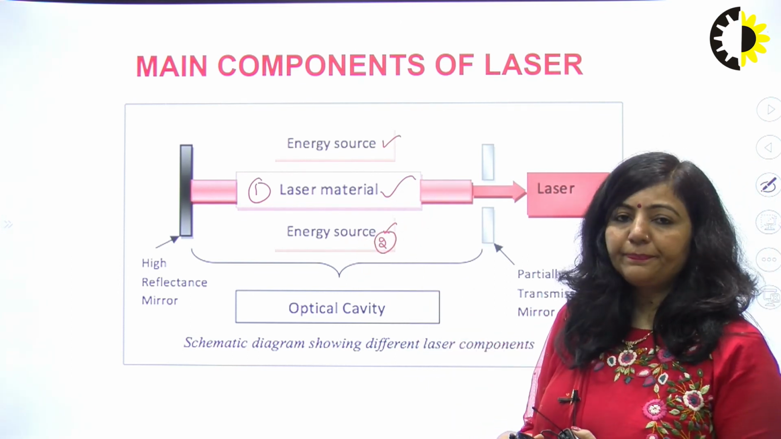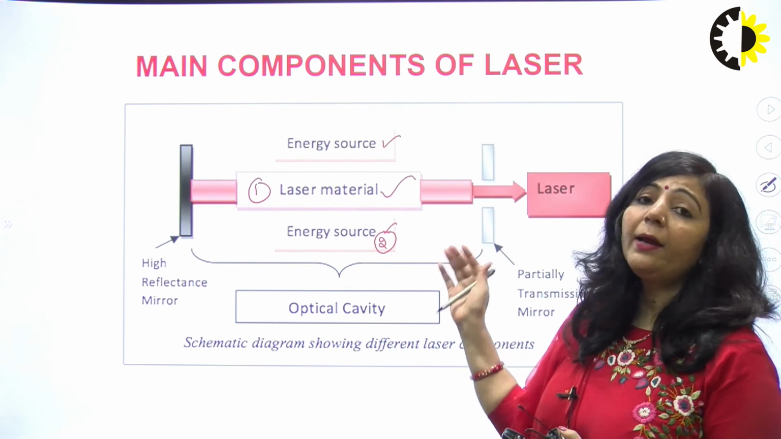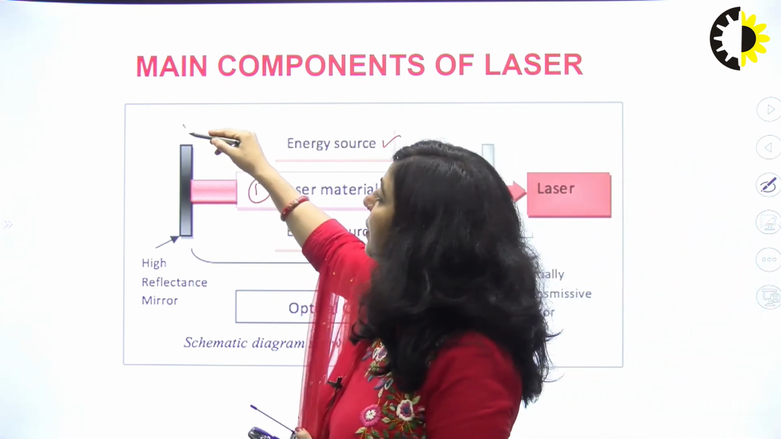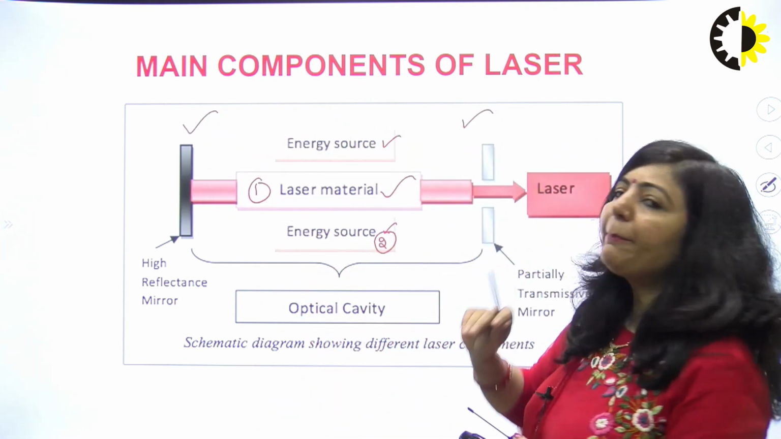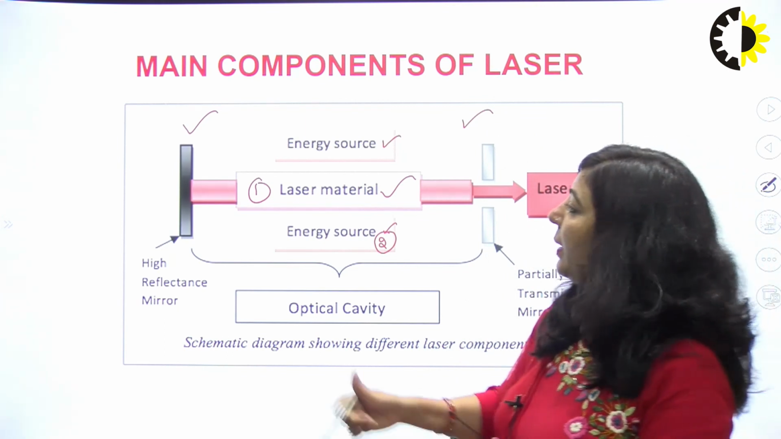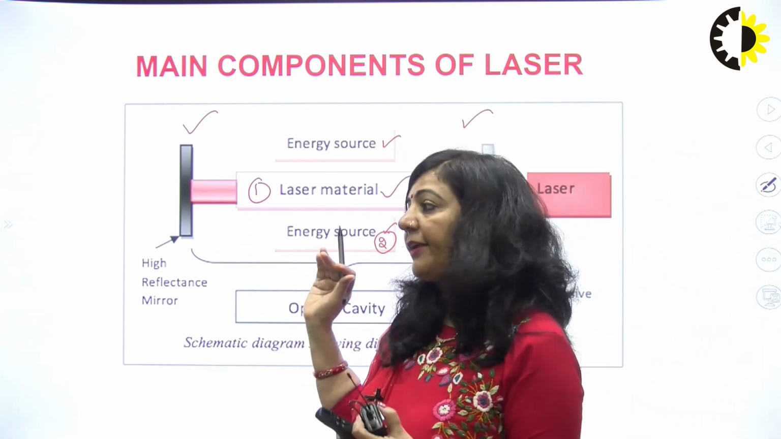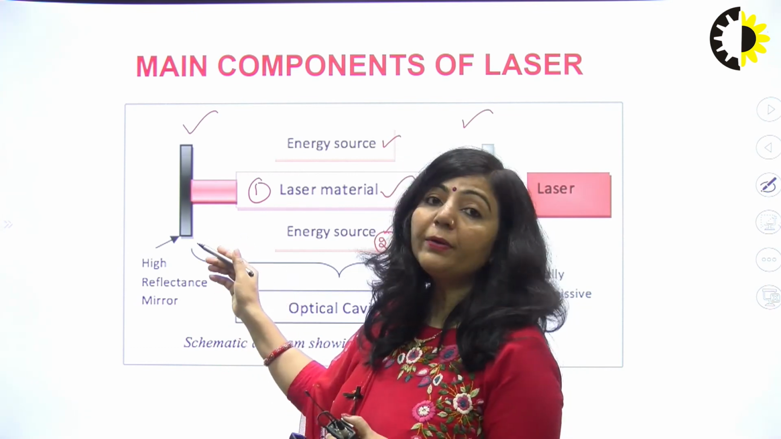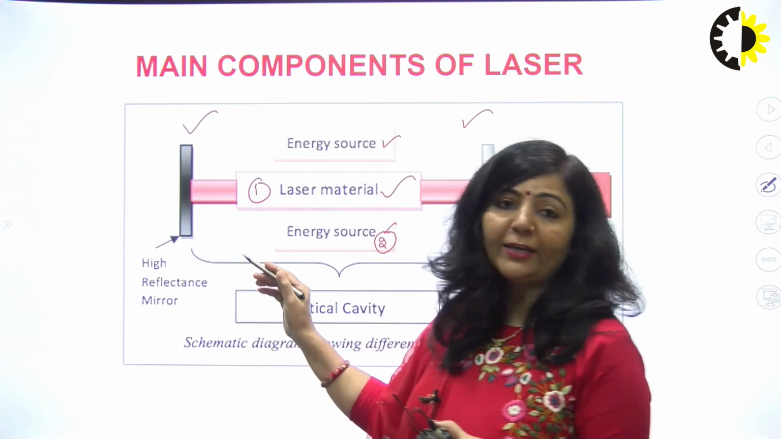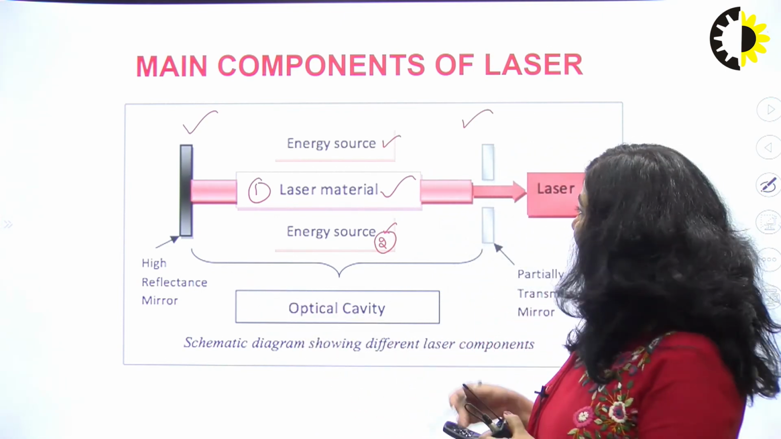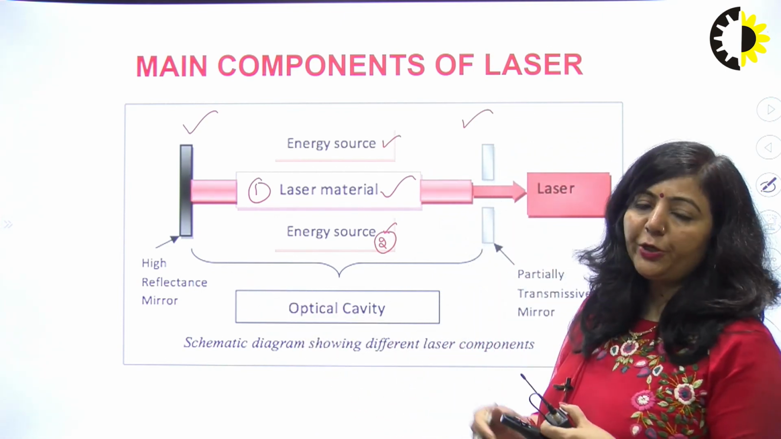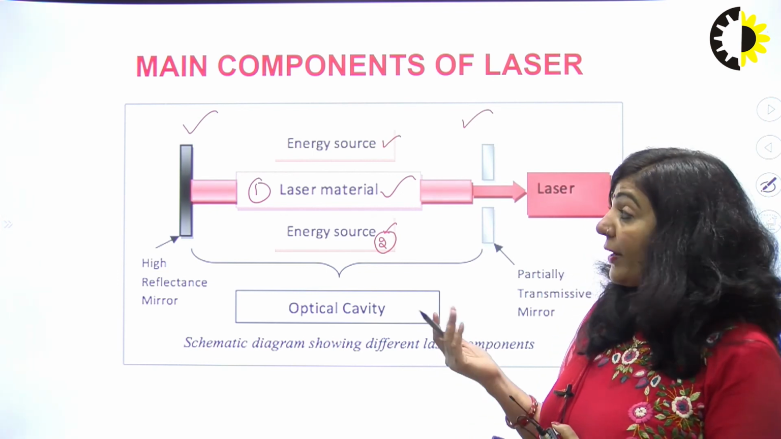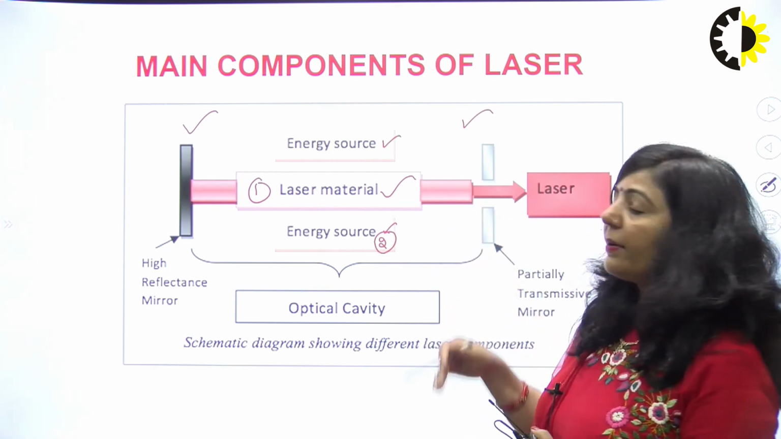And the third one is actually a combination of two mirrors. So two mirrors are kept at two ends of the active medium, and the characteristic of these two mirrors is that one of the two mirrors is highly reflecting, or you can say 100% reflecting, and the other one is partially reflecting. So now what is the role of these two mirrors here?